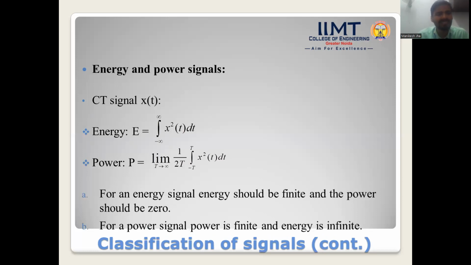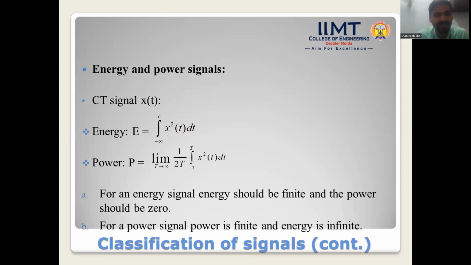So what is energy signals? Energy signals means we are interested in the energy of that signal. What is the energy of that signal? So we are taking one signal x of t, continuous time signal x of t. So energy is defined as integration from minus infinity to infinity x square of t dt. So we are taking that area and we are going to square it. So we are taking x of t, we are going to square that signal and integrate from minus infinity to infinity. It will give you the energy of the signal.